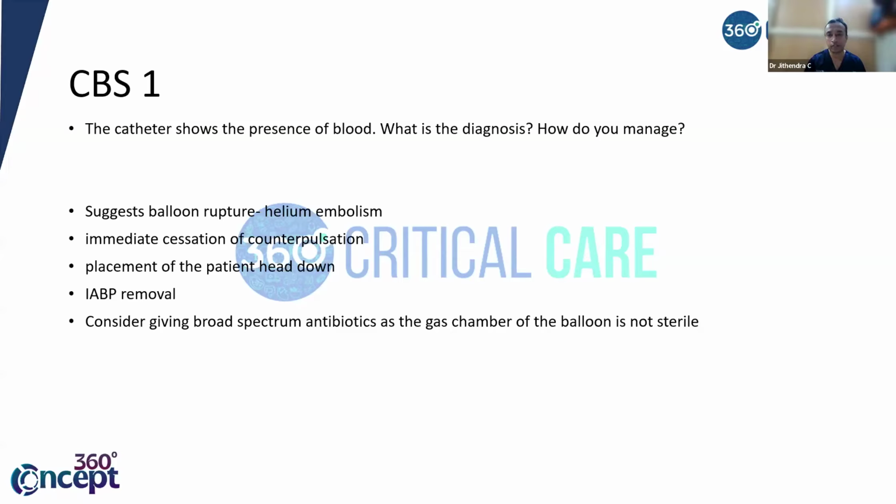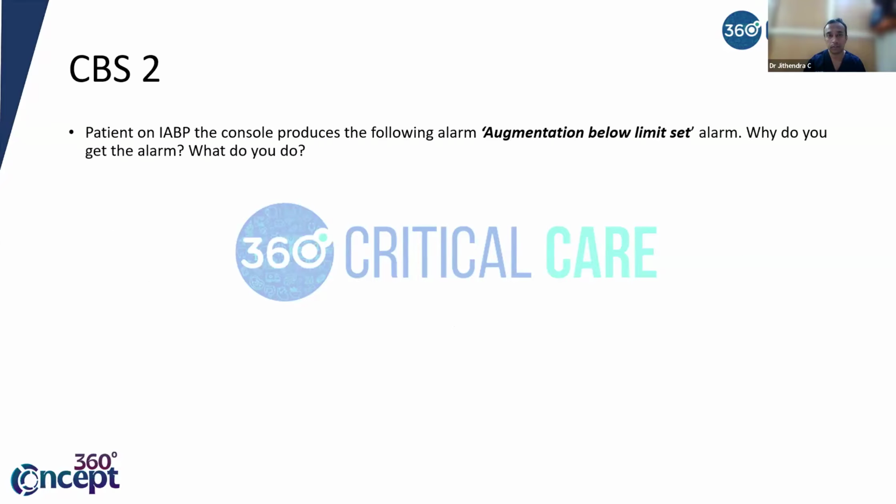So next, coming to the second question. Again, you'll have a big history about the patient. I've not put the history because of the time constraint. Ultimately the question would be: the patient is on IABP, and the console produces a alarm. You see an alarm: augmentation is below the limit set. Like how you get ventilator alarms, like ventilator tidal volume is below the limit set, or minute ventilation below the limit set, here also you can get an alarm. Augmentation below the limit set. Why do you get that alarm and what do you do?